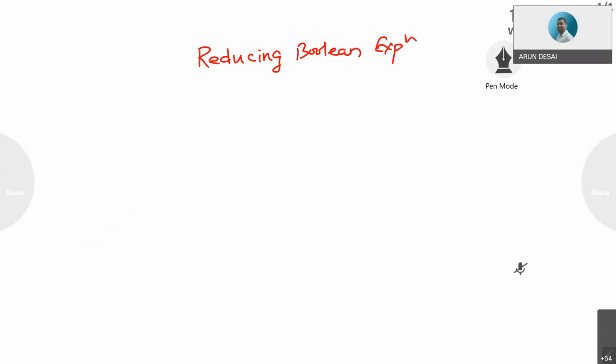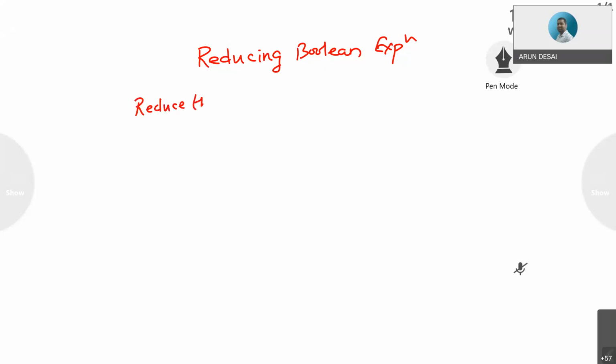Okay. So, reducing Boolean expressions. We are at this point from the last lecture. There are certain rules available, and with the help of those rules we are trying to reduce the expression. In yesterday's lecture, I think they covered a few. I think one example was covered, right? Okay. So, next.